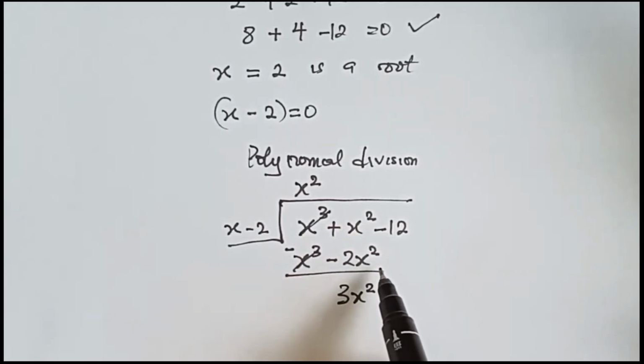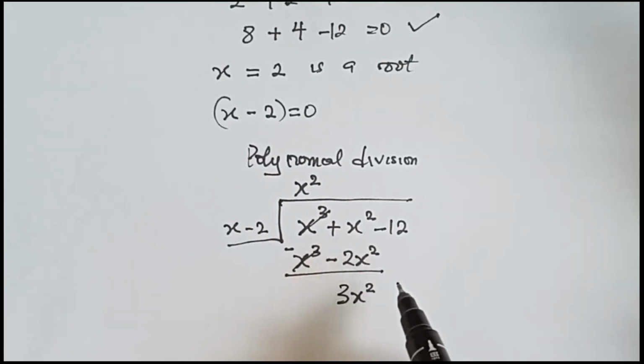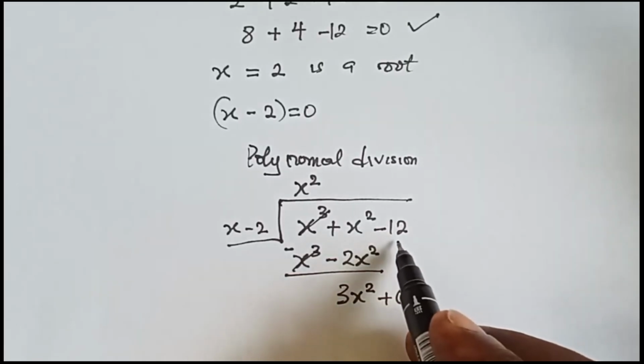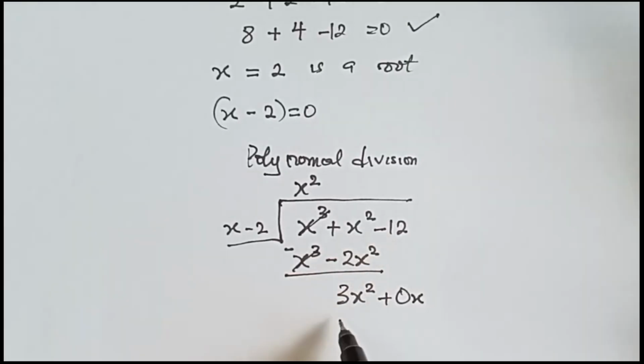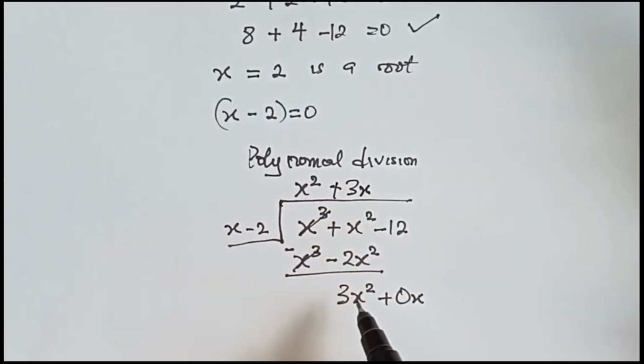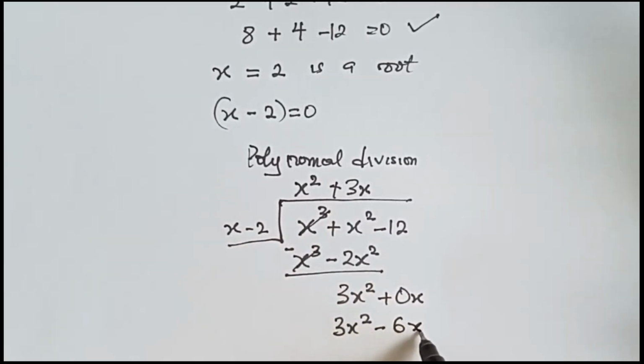Now, x is missing. We have x cubed, we have x squared. Normally what we should have next should be x. Because x is not there, I will just write it as 0x instead of skipping it. Then I can now bring down this minus 12. Now I will do 3x squared divided by x to give me plus 3x. So plus 3 times x will give me 3x squared. Plus 3 times minus 2 will give me minus 6x. Now we'll subtract.